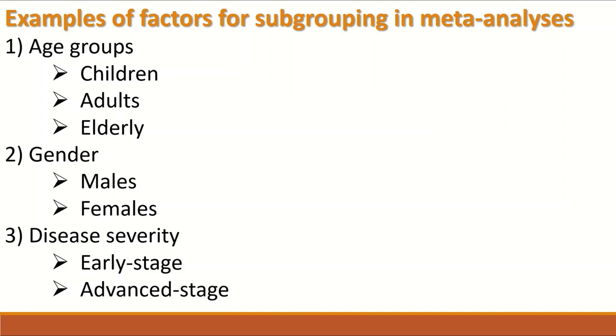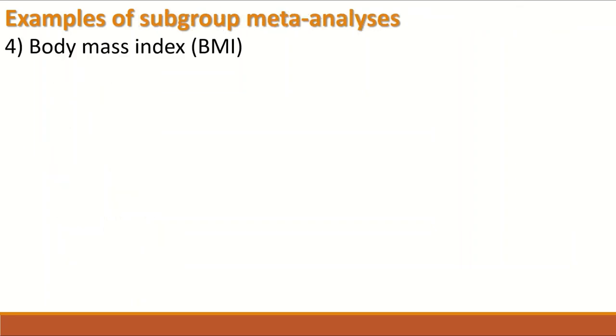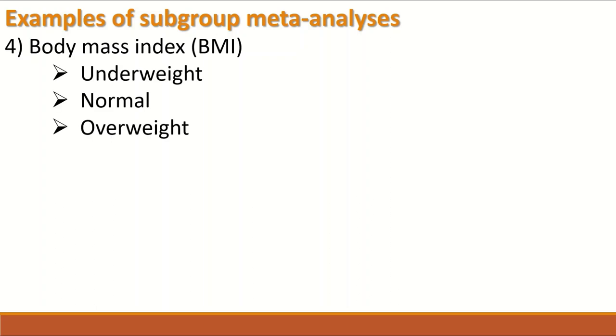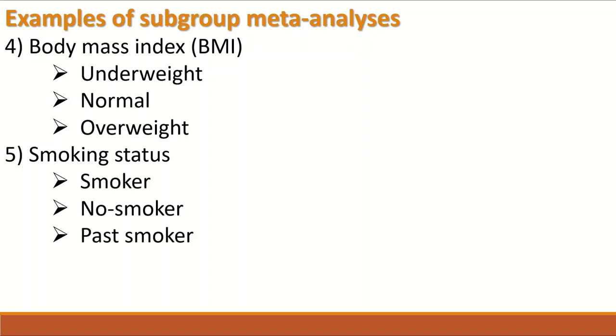And another factor that can be used for sectioning the studies or the data can be the disease severity, such as the early stages or advanced stages. The data can be sectioned based on the progression level of the disease stage. Another example is the body mass index, which can be used as a factor for sectioning studies based on three groups, such as underweight, normal, and overweight. Another example of subgroup meta-analysis is smoking status, in which there will be three subgroup meta-analyses, one for smoker, another for non-smoker, and then a third for past smoker.